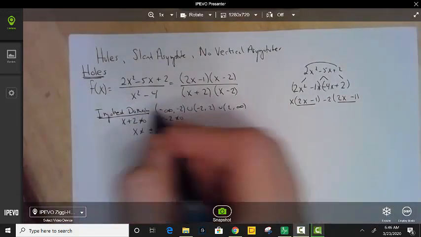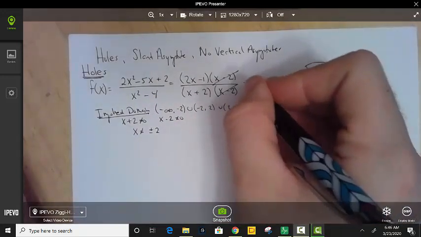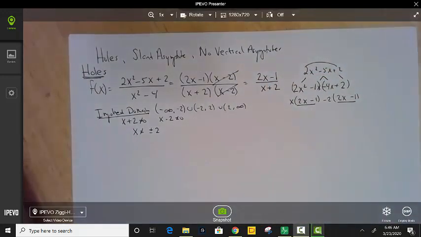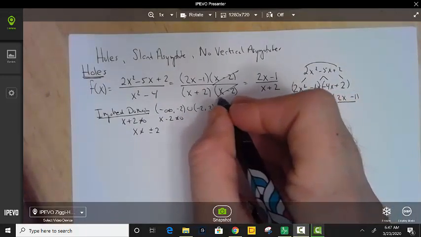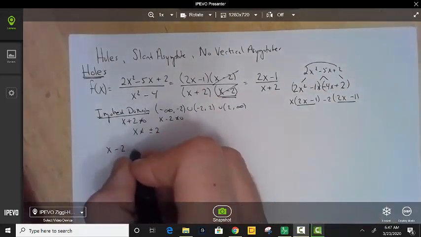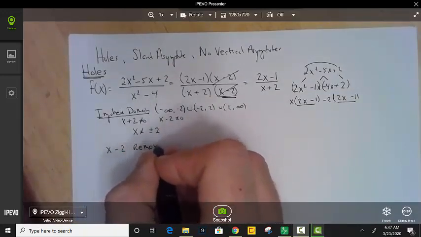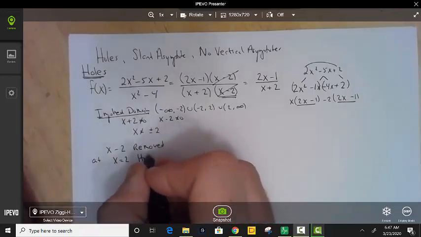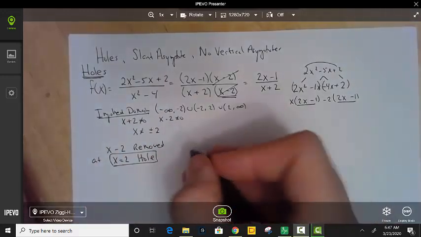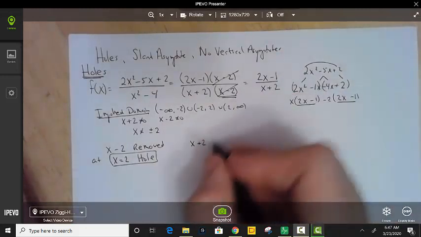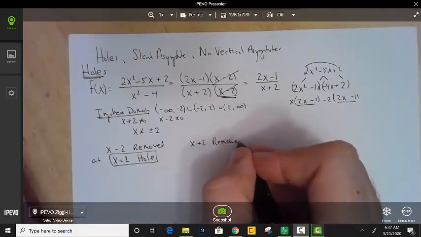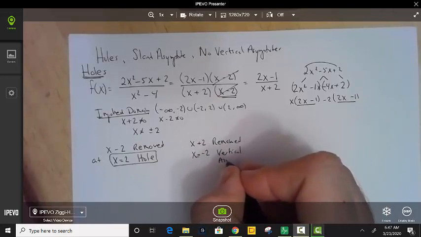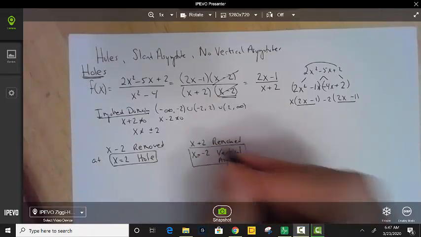Now, what we see here is the x minus 2's cancel, so this function actually reduces down to 2x minus 1 over x plus 2. So the fact that the x minus 2 factor was removed tells us that at x equals 2, the graph has a hole. And then since x plus 2 remained, x equals negative 2 is a vertical asymptote. Okay, so we've identified that there's a hole and a vertical asymptote.